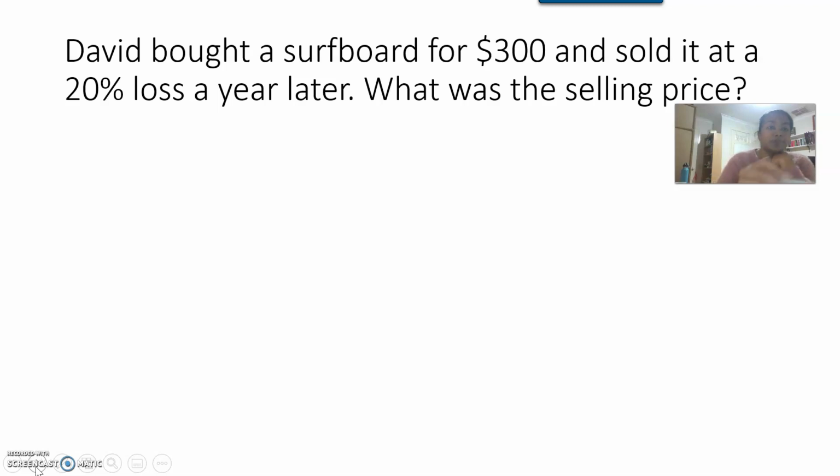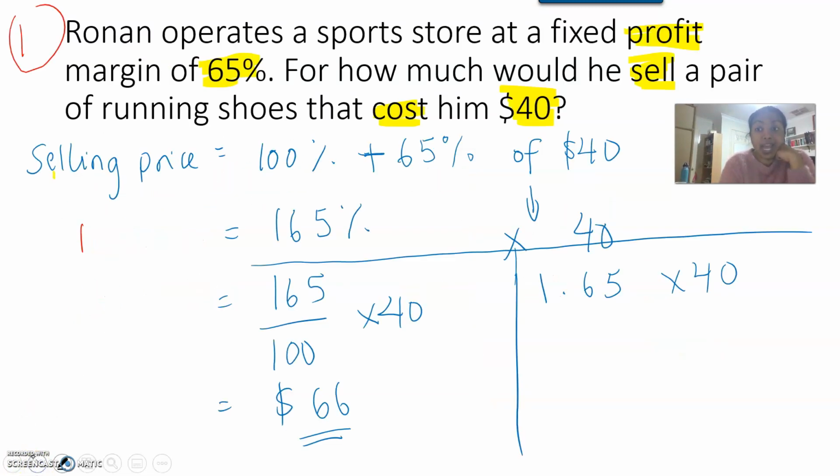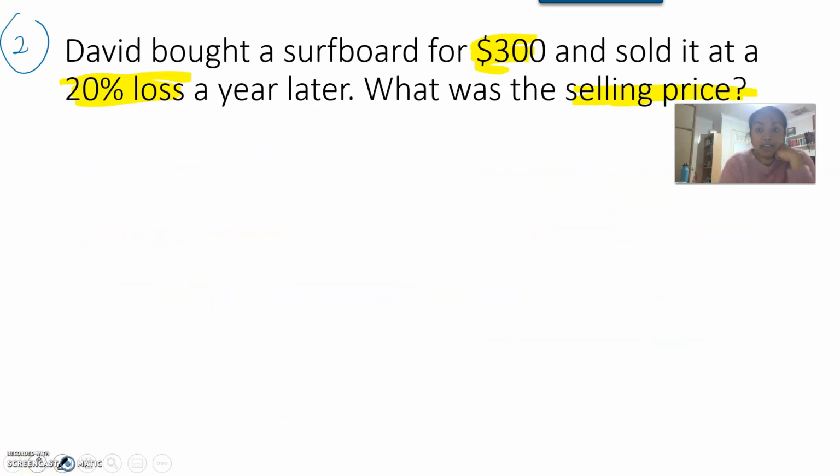Okay, so this is question 2. I want you guys to copy this down as well, and then highlight what I'm going to highlight. David bought a surfboard for $300 and he sold it at a 20% loss. So obviously when he was trying to sell it, he couldn't sell it for more than $300. He had to sell it for less and he lost 20%. So we need to work out how much he was selling for. So if we go back to this slide here, we're looking at percentage loss. So we need to subtract. So remember, Ronan's question we added because it was a profit. David's scenario, because it's a loss, we are going to subtract.